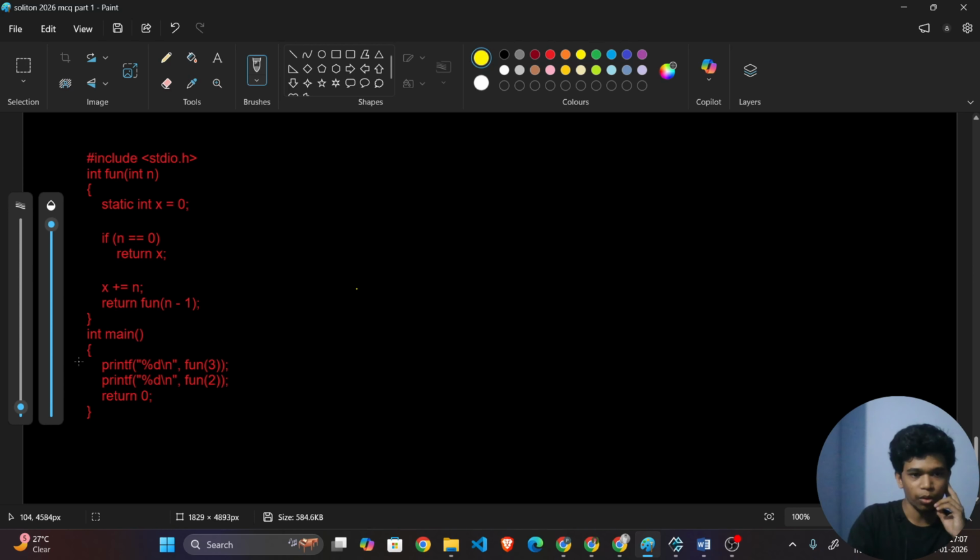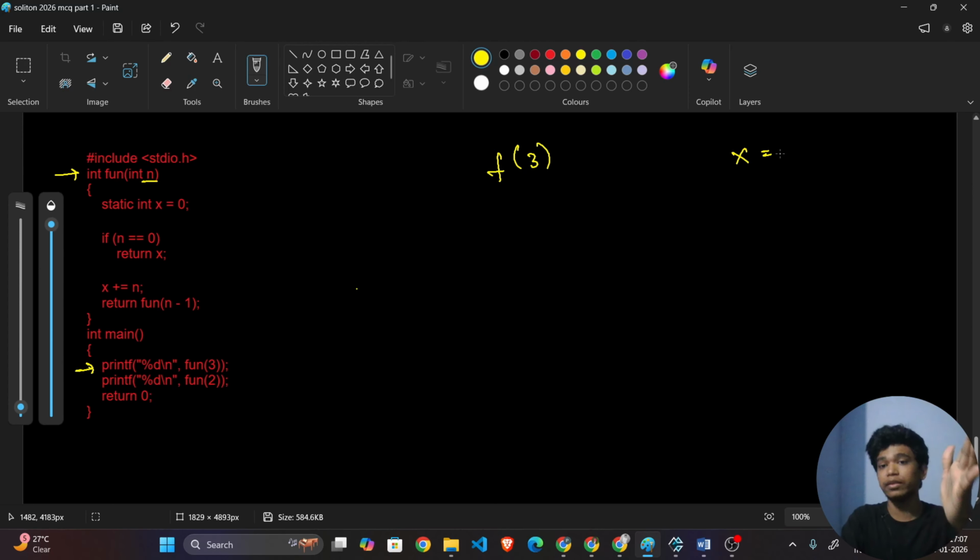So always start from the main function. Print of %d and then function of 3. Function of 3, which means I will be going here. So n is substituted as 3 first. Static variable x: whenever there is a static variable, just use a separate thing for that and initialize it as 0, because it will not be changed in your entire program. I will be telling you how it is not changed by seeing this.